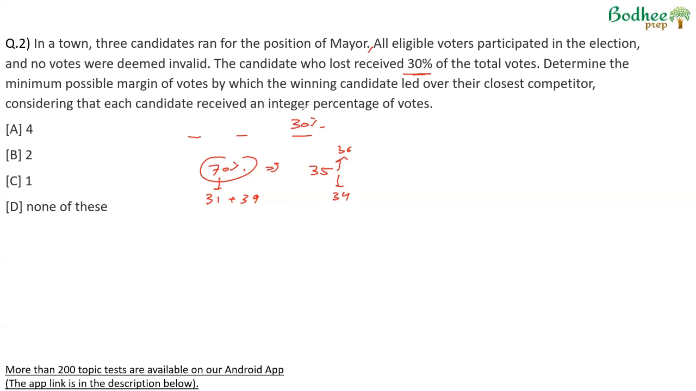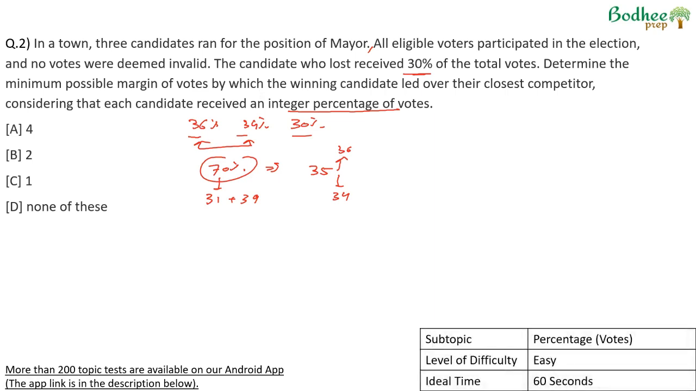Each candidate received an integer percentage of votes. So one of them will get 36, one will get 34, and therefore the winner will lead the closest competitor by at least 2% of votes. So here the difference comes out to 2%, 36 and 34. Overall, I'd say this question is of easy difficulty.